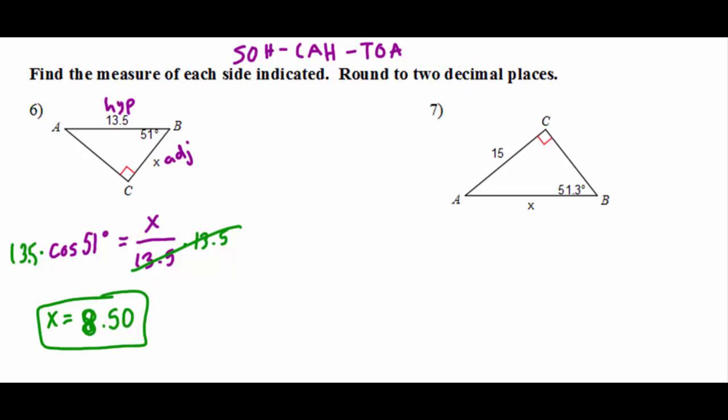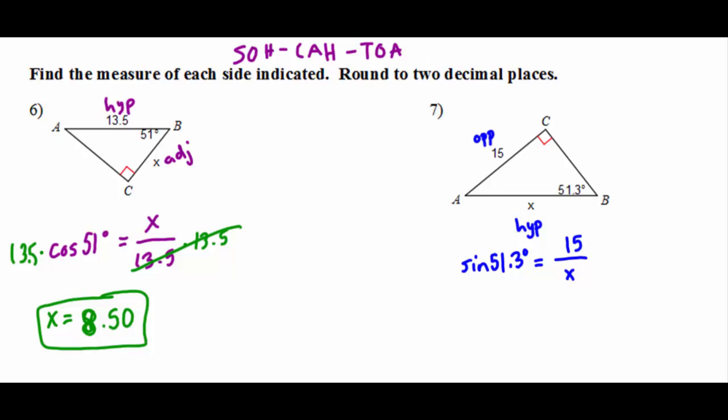On this next one, let's see, 51.3 is the angle we know. This is our opposite side and our hypotenuse. So we're going to use sine of 51.3. That equals 15 over x.